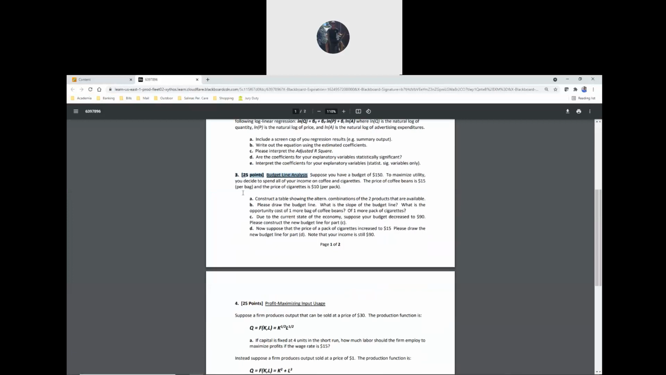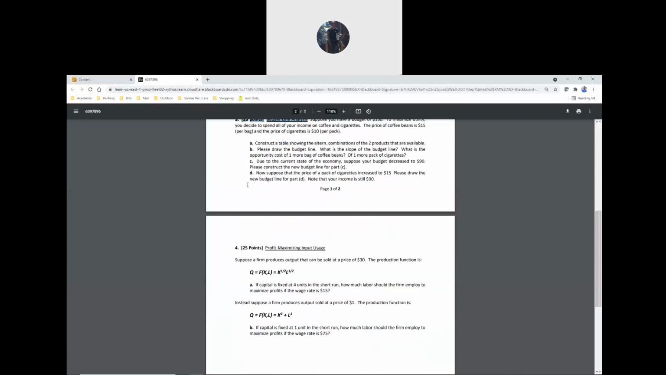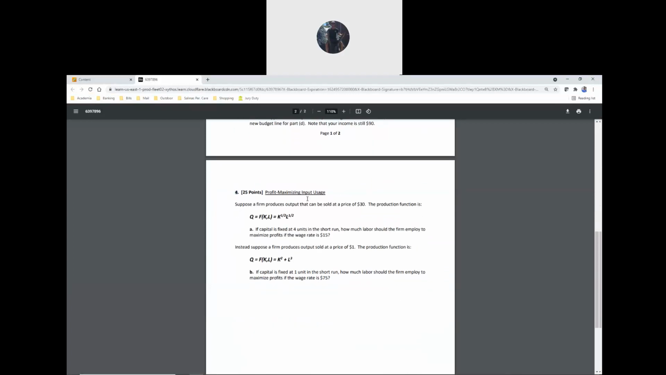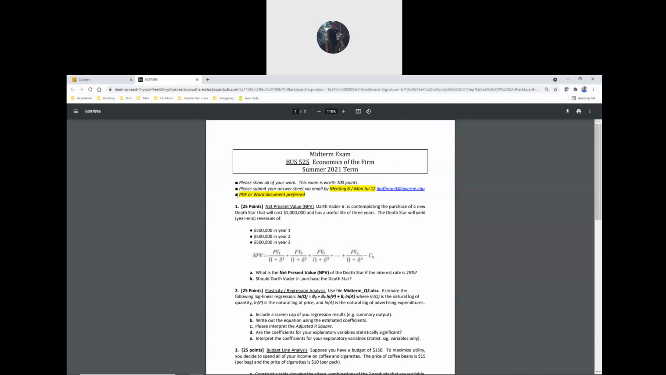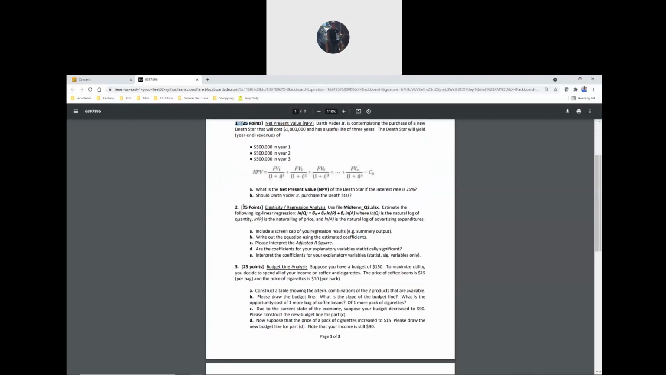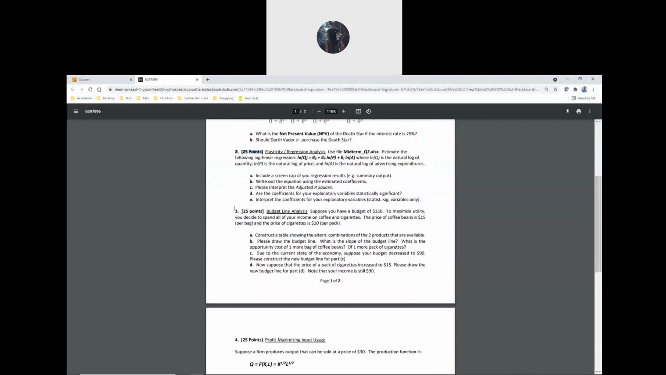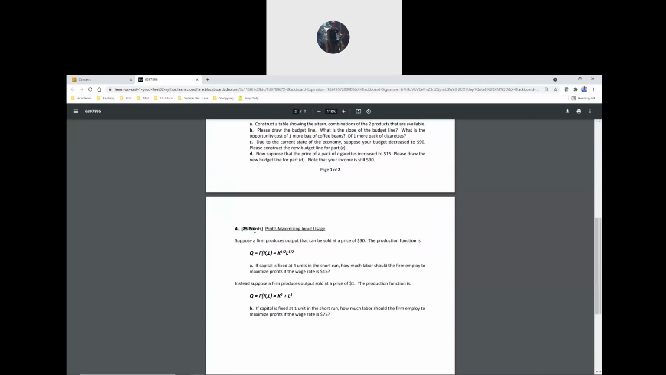Okay, and then number 3 is on the budget line analysis. So you got another question similar to one we just did. And then the final one, you've got another question on a couple examples for the profit maximizing input usage. So stuff from chapter 1, chapter 3, chapter 4, and chapter 5.